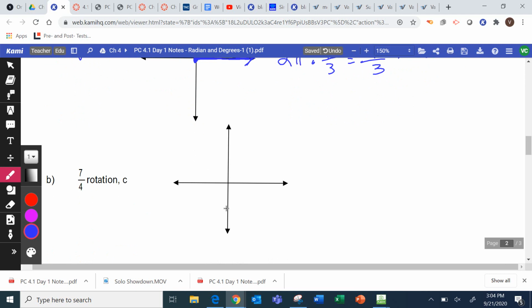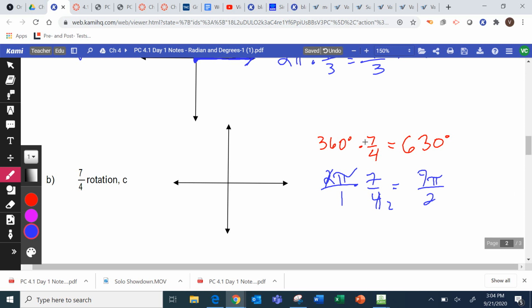The next one, 7/4 rotation. Maybe I'll do the math first. For degrees, I'm going to do 360 times 7/4. That's going to give me, I think, 630. Yeah, 630 degrees. If I do the radians, I'm going to do 2 pi multiplied by 7/4, and I will get 7 pi over 2 radians.